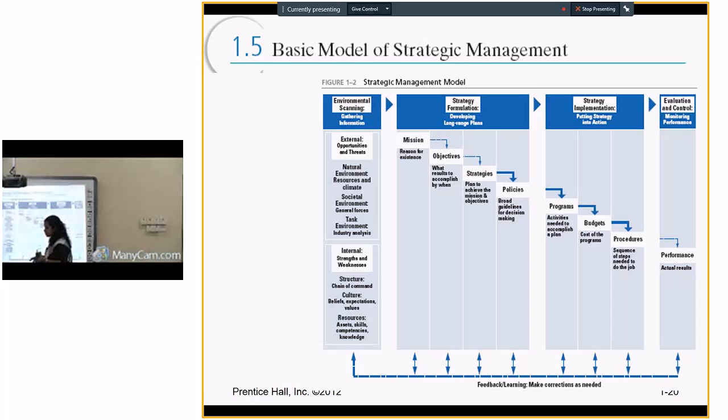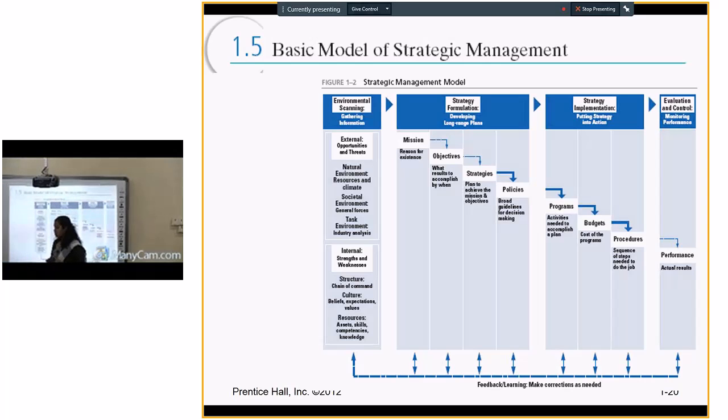We learn those things. But when it comes to the external identification of opportunities as well as threats, we might be looking outside. What is happening in the task environment? What is happening in the societal environment? What might be the changes in good governance or the present government? All those things we have to look into.